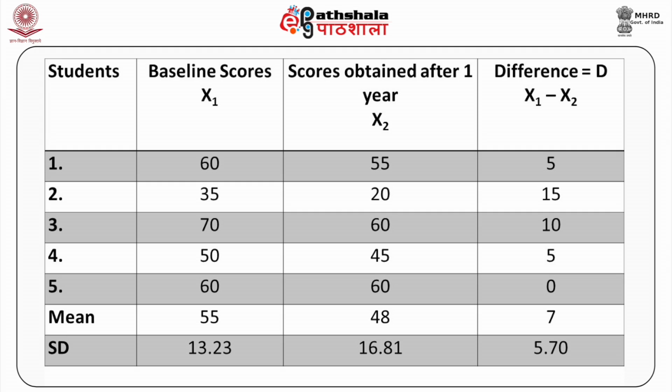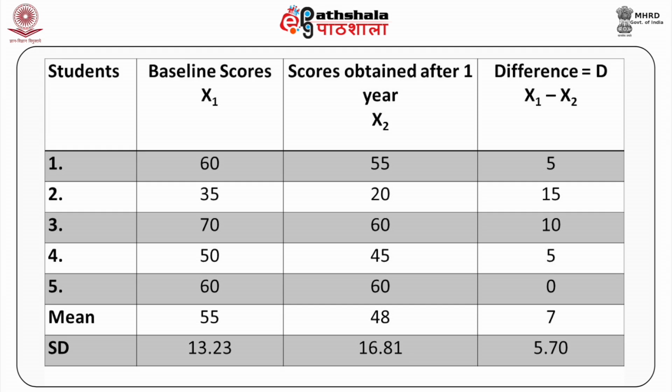The standard error of differences of mean was calculated by the standard deviation of differences, or D, upon the square root of the number of pairs, and worked out to be 2.55 in this case. The t, on application of the relevant formula, was found to be 2.75 here. The degree of freedom, as number of pairs minus 1, is found to be 4.